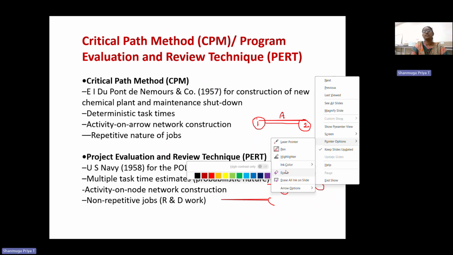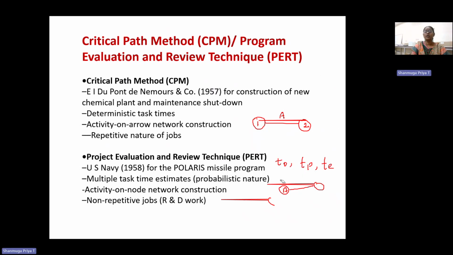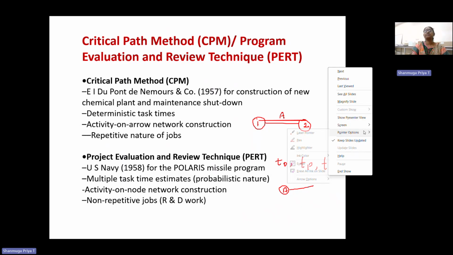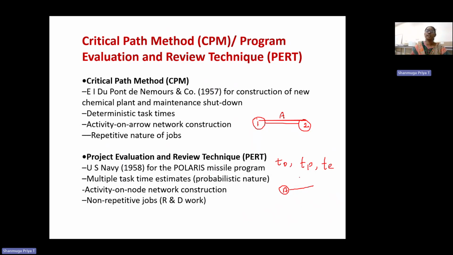So this activity is mentioned in the form of the node, not in the activities. Like that, we can mention A, and B is then another activity. So this is the difference between the critical path method and the program evaluation and review technique, the PERT method.